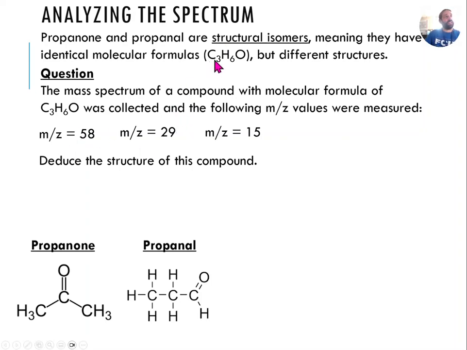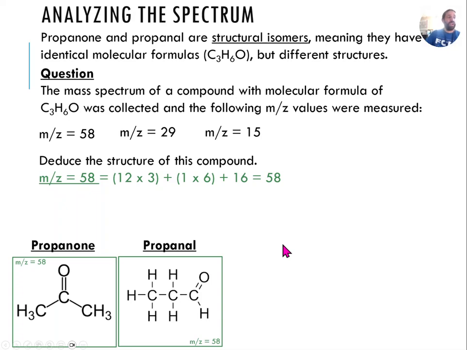The molecular formula is C3H6O. Well, if we take 3 times 12 for the 3 carbons, 1 times 6 for the 6 hydrogens, plus 16, we get 58. So the mass to charge ratio of 58 is the molar mass of the compound. Since these are both structural isomers of each other, either one or both could produce that peak in the spectrum.